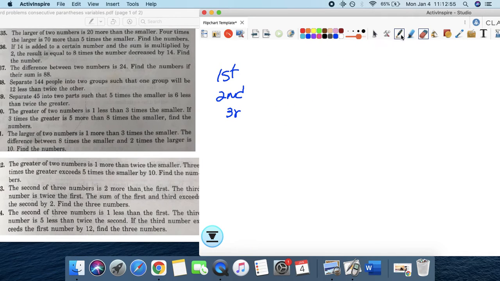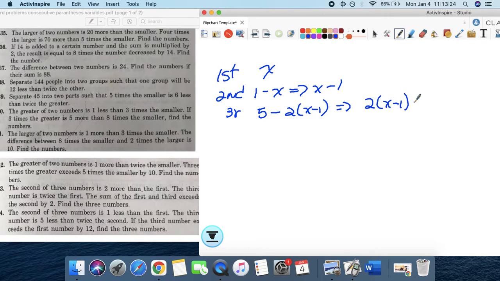The second of 3 numbers is 1 less than the first. So the first one is x. The second one is 1 less than the first, translated, and that becomes x minus 1. The third number is 5 less than twice the second. The third number is 5 less than 2 times the second one. Okay, and that's going to change to 2x minus 1 minus 5. These switch positions, just like these two switch positions. So there we go.